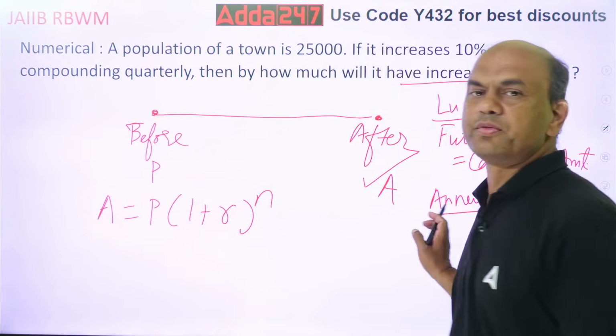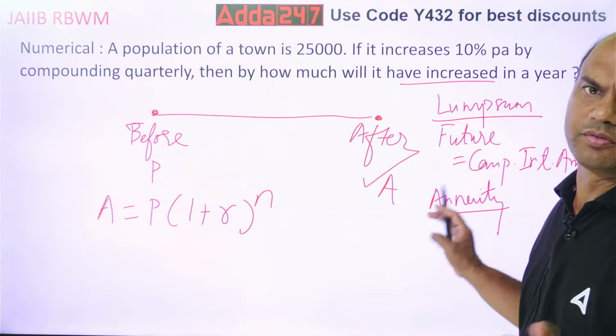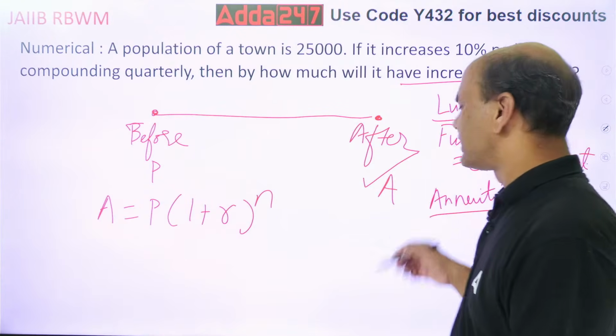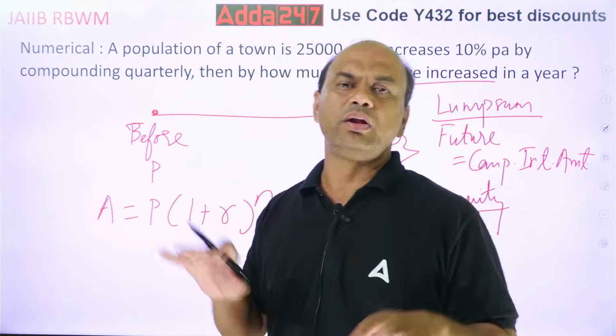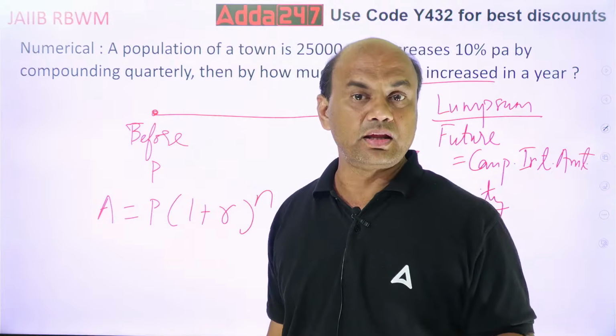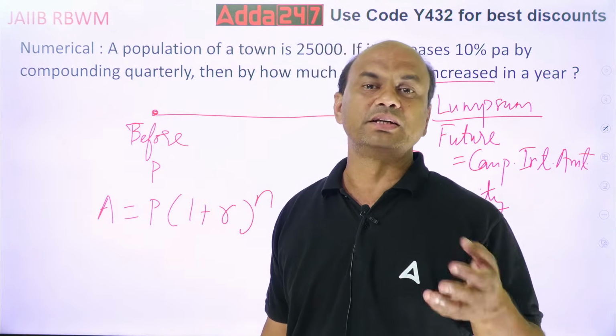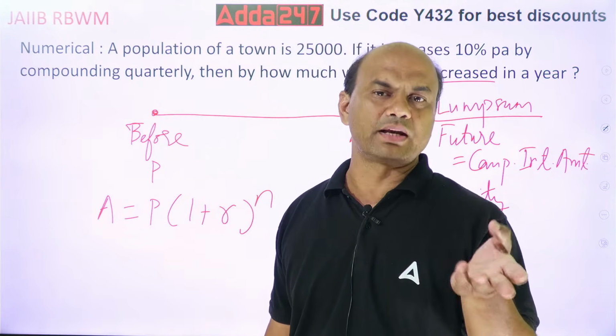Here there is a difference. With annuity, you have a difference, and that difference is in the formula. There are two formulae, ordinary and due. For ordinary, the future value formula is C into (1 plus R raised to N minus 1) divided by R.